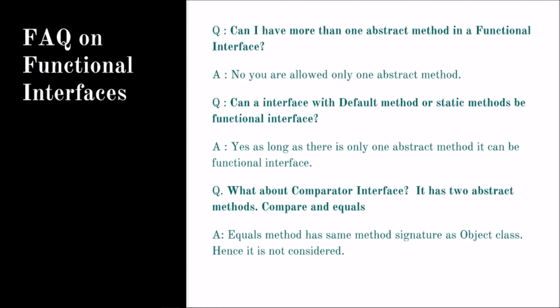Here are some frequently asked questions on functional interfaces. Question 1 is, can I have more than one abstract method in a functional interface? As per the rule, there are two rules.